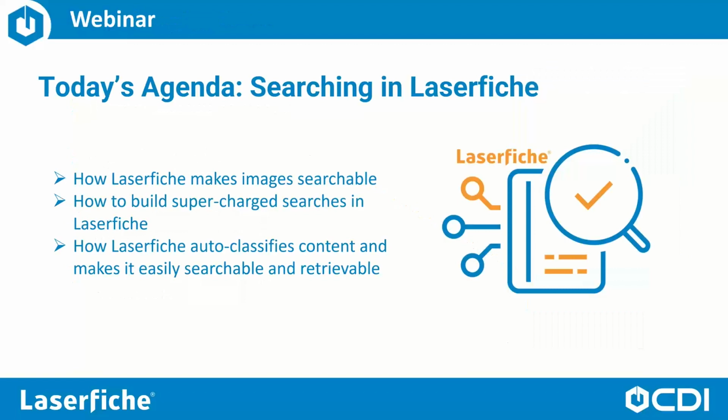All right, today's agenda, we're talking about searching in Laserfiche. Searching is obviously one of the core features of Laserfiche, and Laserfiche makes it super easy, super efficient to locate the content that you need. So today, specifically, we're talking about how Laserfiche makes images searchable. This is using the OCR engine in Laserfiche, which extracts text for us from documents and images, where we can then search for any keywords appearing in those documents.